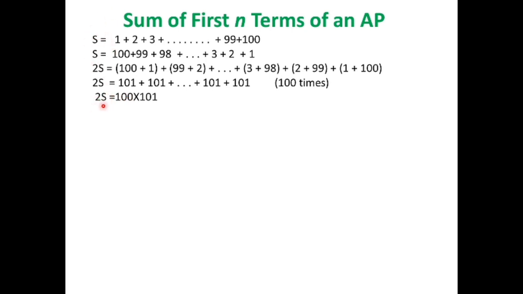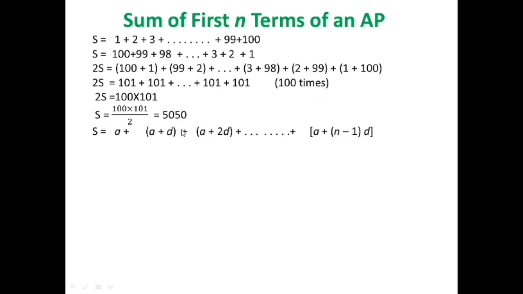But here we want S value. That's why what we will do, send this 2 to the right hand side, so that S is equal to 100 into 101 by 2, which is equal to 5050. This is one type of procedure to find the S value. We will apply this to find the formula to get the sum of first n terms of AP. So we will learn this now.